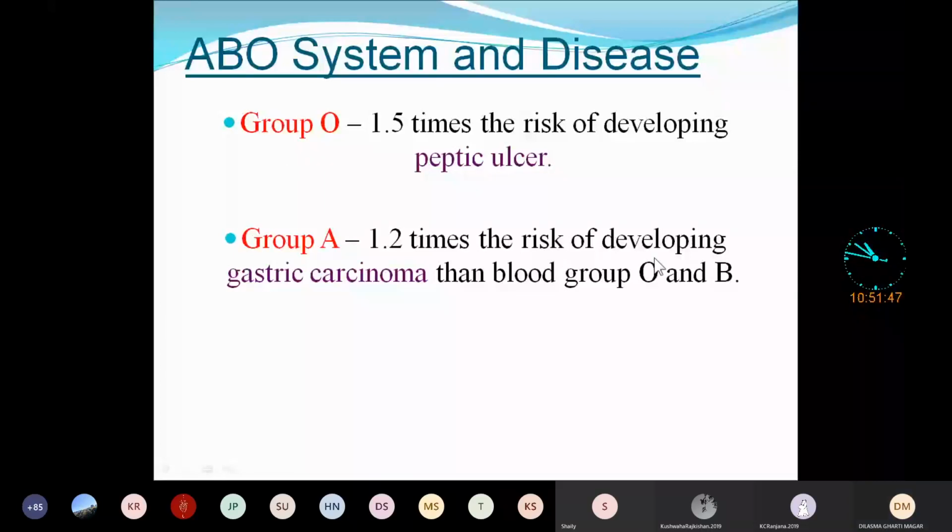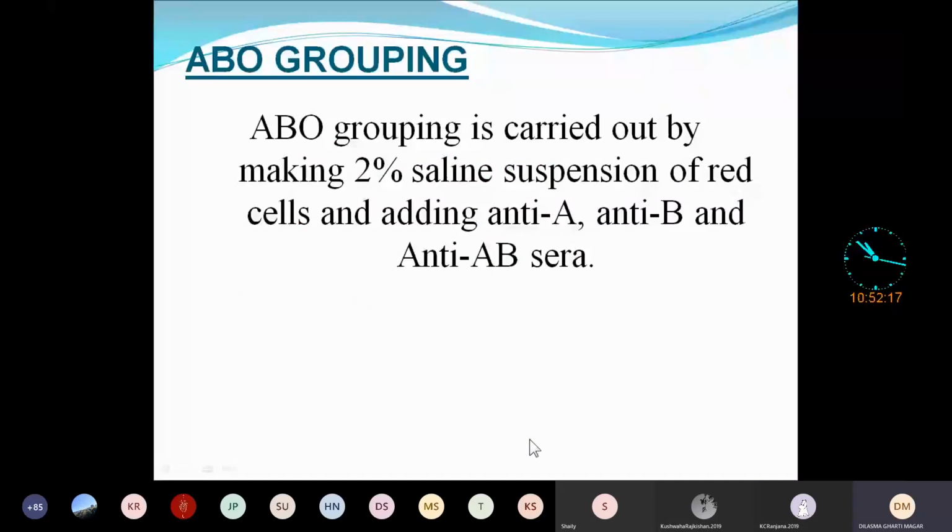So blood group O has 1.5 times more risk of developing peptic ulcer than blood groups A, B, and AB. Group A has 1.2 times the risk of developing gastric carcinoma than blood group O and B. So this is the ABO system and disease. This is not much important. Now the time is also going.